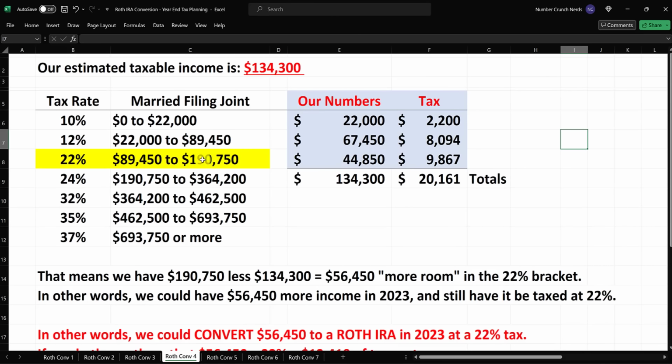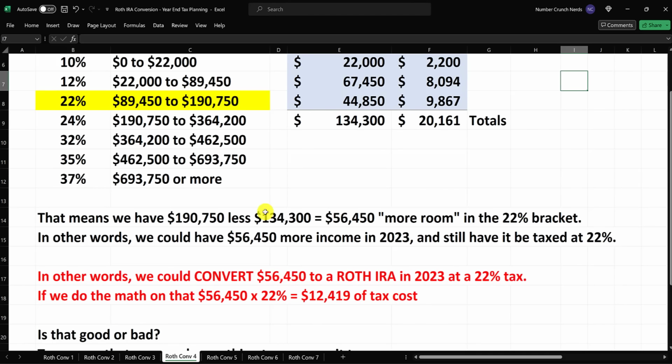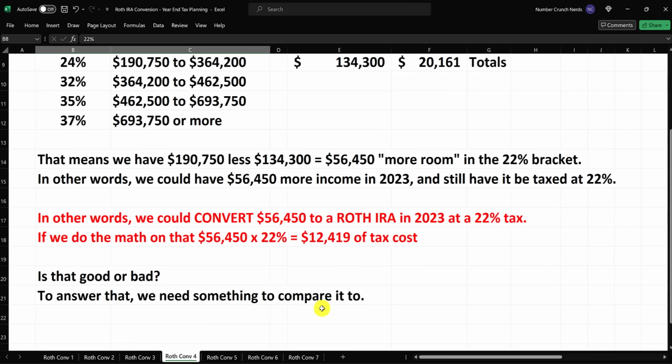That's how much room we have left in this bracket. The difference between this actual income that we calculated before and the top of this bracket is $56,450. That's how much room we have left in this bracket. And so if we did a partial conversion of this amount, it would be taxed at 22%. And $56,450 times 22% is going to be a tax cost of $12,419. So the question is, is that good or bad?